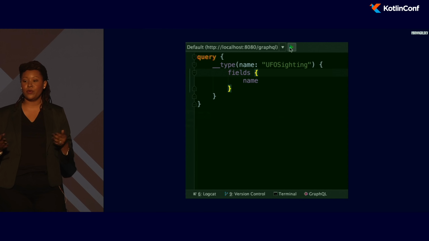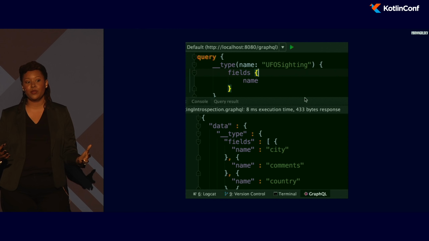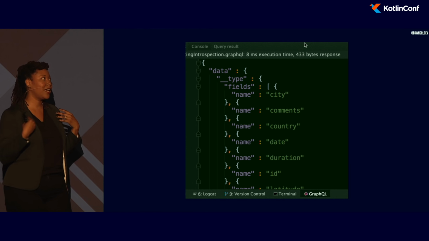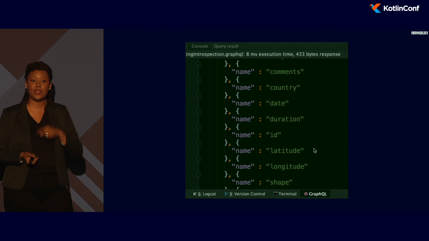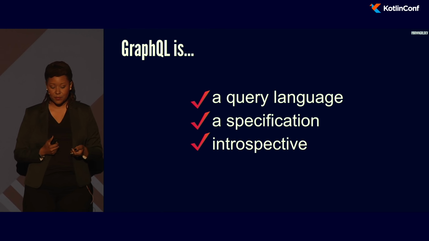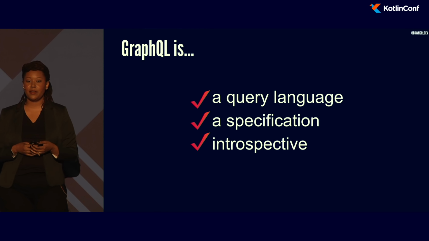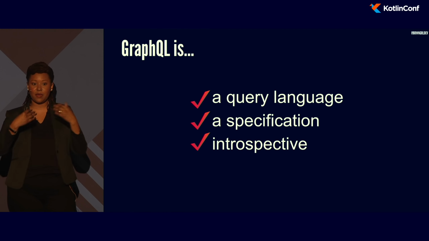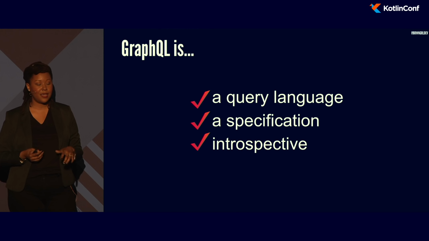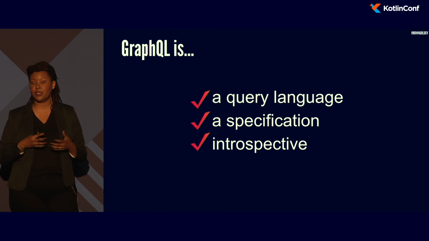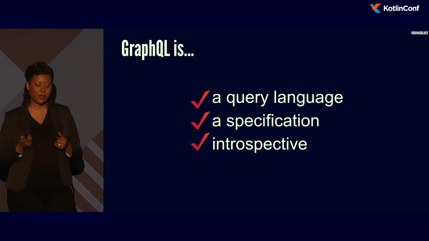So this is really cool, and this is one of the things that you'll always hear people say about GraphQL, is that it has really, really powerful tooling, and that's because it's introspective. So far, we've talked about how it's just a query language. It can make requests, get back responses. It's a specification. This means it's language agnostic. And finally, it's introspective. And this is what powers a lot of the tooling around GraphQL.